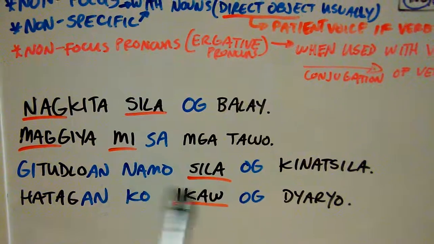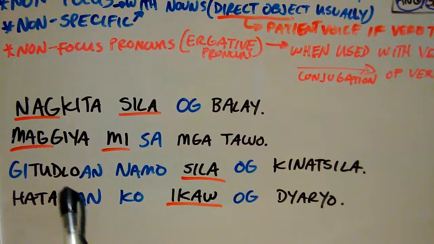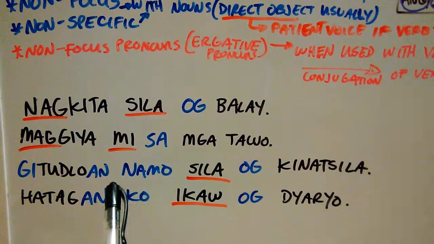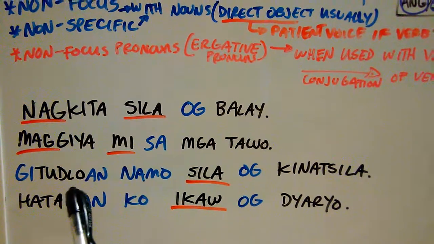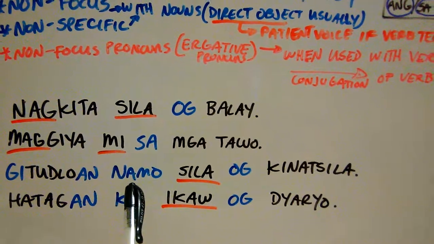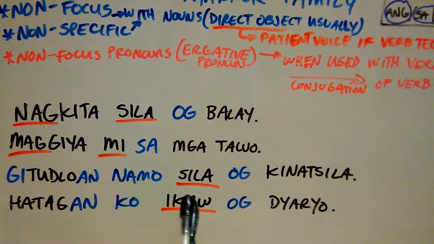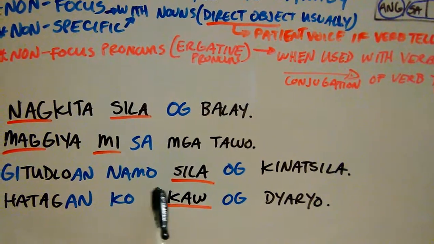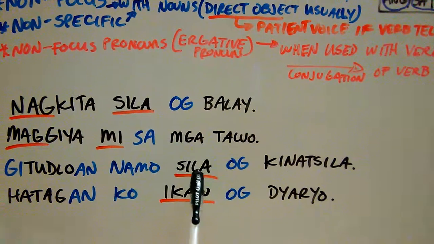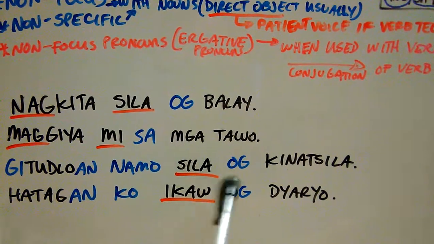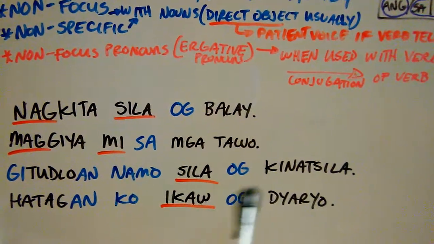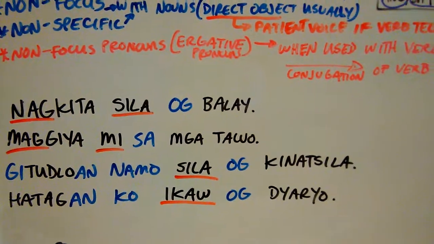And the final last two, okay. Gitudloan namo sila og kinatsila, right? We taught them. Tudlo means to point or to teach, in this case, to teach, right? So look at the conjugation, gi and an. Gi blah blah blah an triggered our ergative pronoun to be used. So gitudloan namo sila og kinatsila. We taught them. Sila is them, and they are the ones that are focused now because they're important. So we were teaching the people who are important to us Spanish. We taught them Spanish, right?